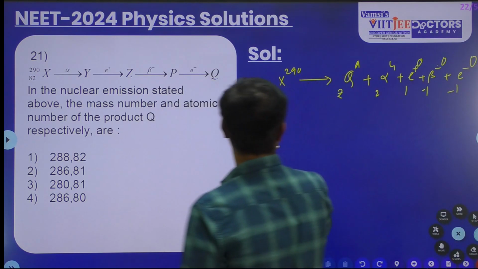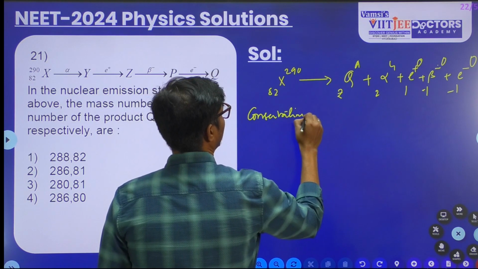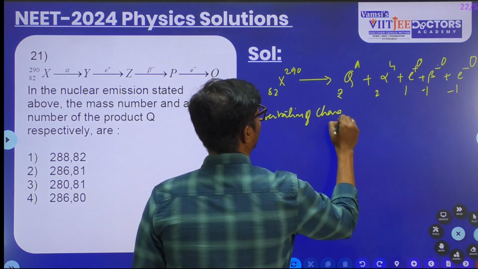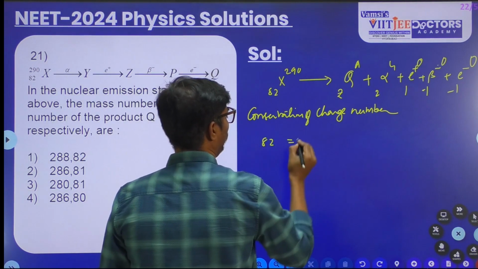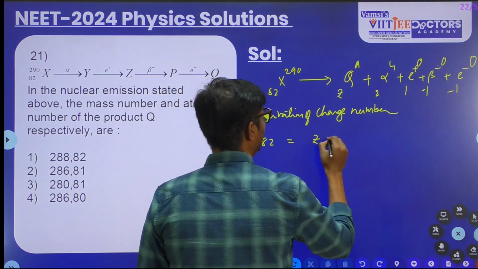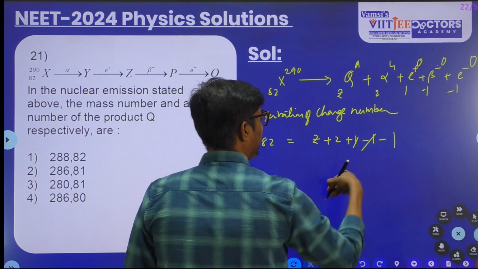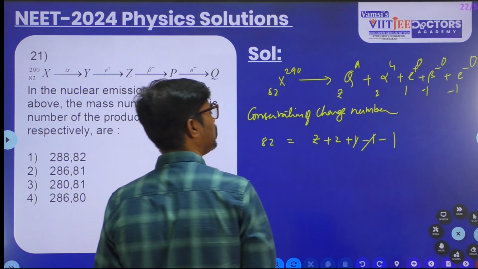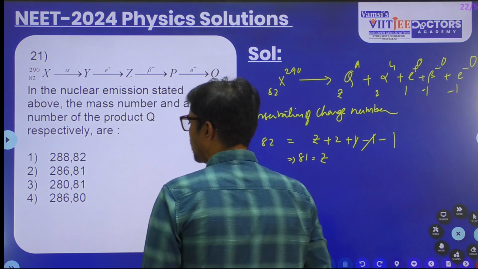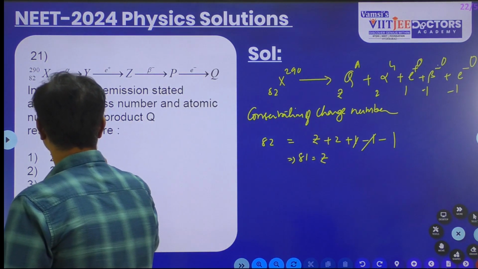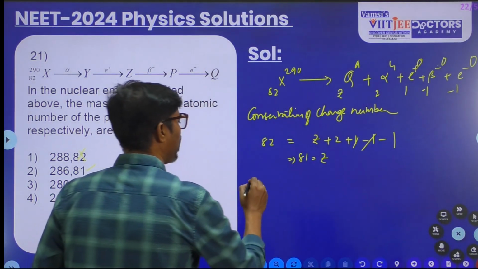So we use conservation of charge number. So 82 before reaction. After reaction, you have Z plus 2 plus 1 minus 1 minus 1. 1, 1 cancel, 2 minus 1 is 1. So Z plus 1 equal to 82, meaning Z equal to 81. Z equal to 81. Either this or this. These two must be wrong. Similarly, conservation of mass number.